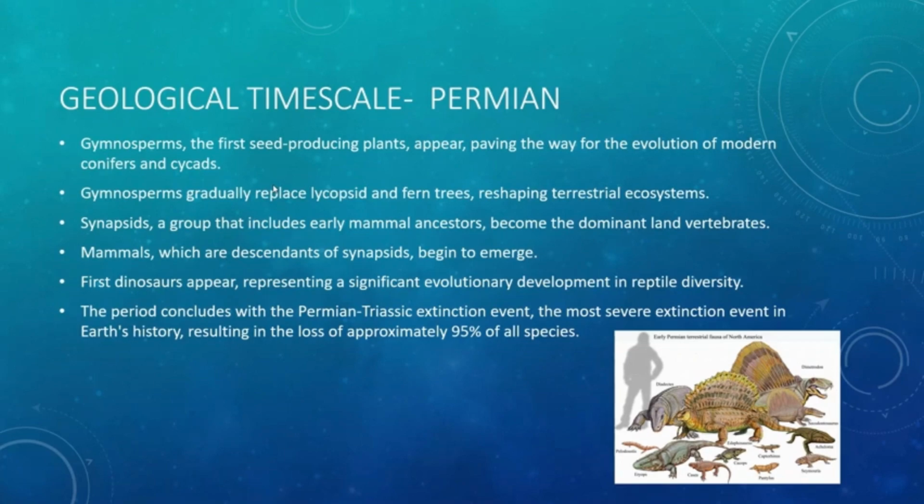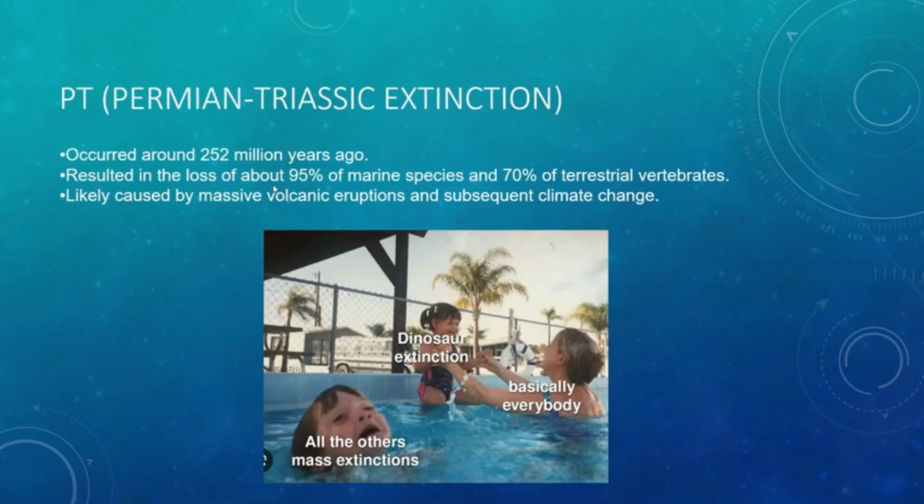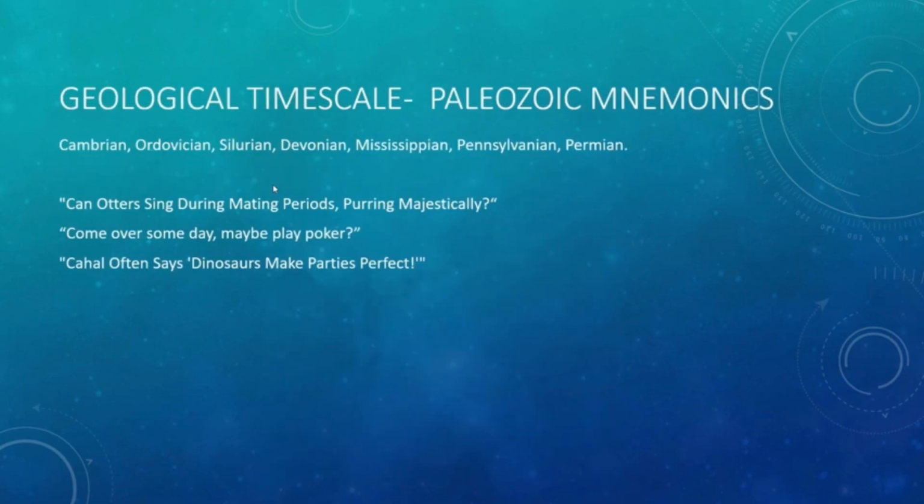The period concludes with the Permian-Triassic extinction event, the most severe extinction event in Earth's history, resulting in the loss of approximately 95% of all species. A little thing to know about the Permian-Triassic extinction is that it occurred 252 million years ago, resulting in the loss of about 95% of marine species and 70% of terrestrial vertebrates. It was likely caused by massive volcanic eruptions and subsequent climate change.